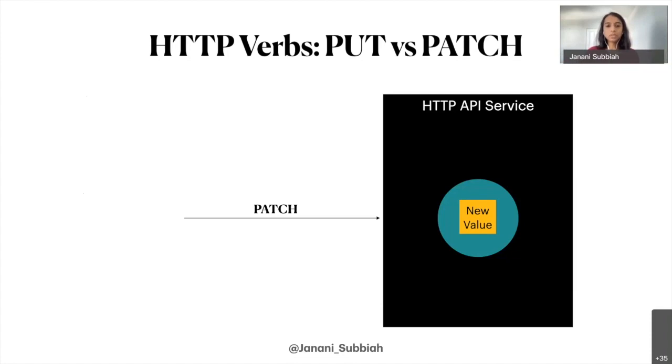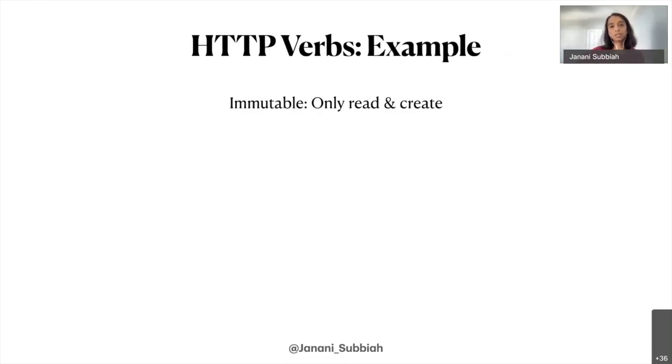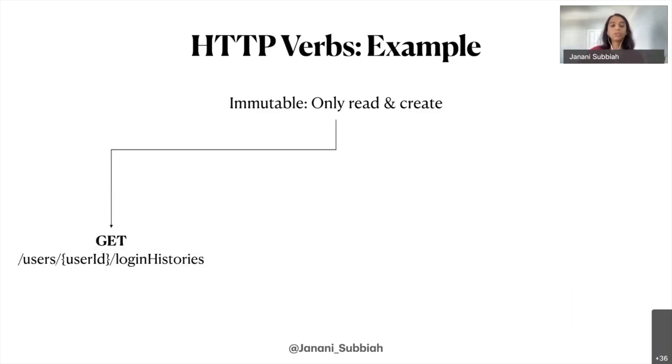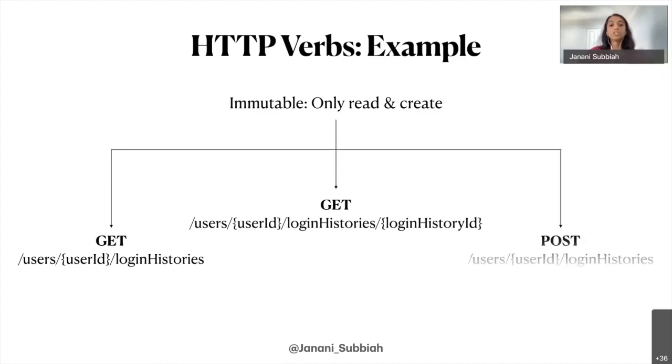So if we were to circle back to our example of login histories and pick the verbs that we want to allow on our login history resource, let's start off with making an assumption. We want our login history resources to be immutable. We only want users to be able to create a new login history or read the one they've already created. So for the reading part, we are going to expose a get API that basically allows fetching all login history resources for a given user. And there's going to be one more get API for fetching a specific login history for a given user. And for actually being able to create a new login history resource, we're going to use the post.